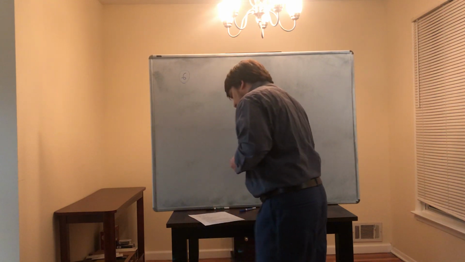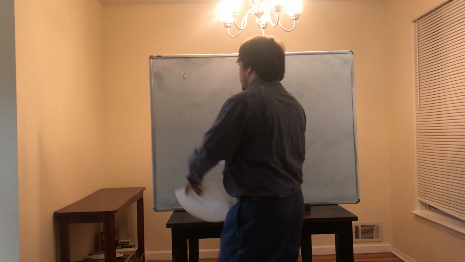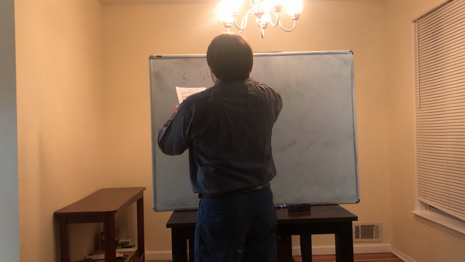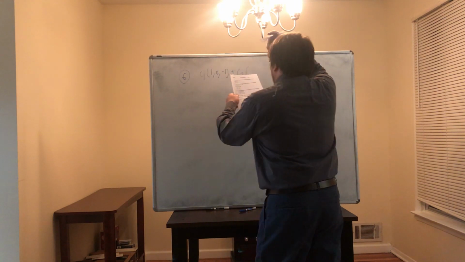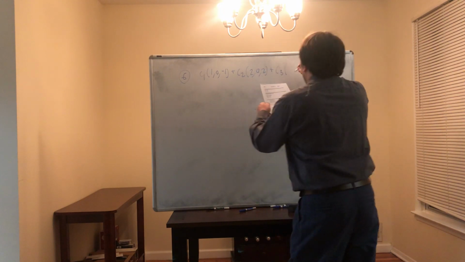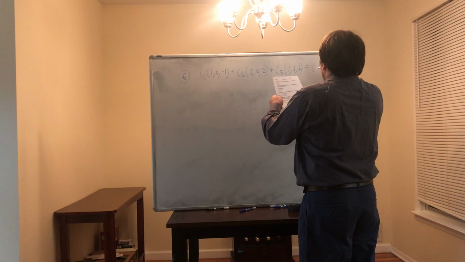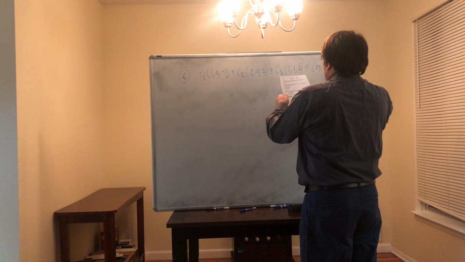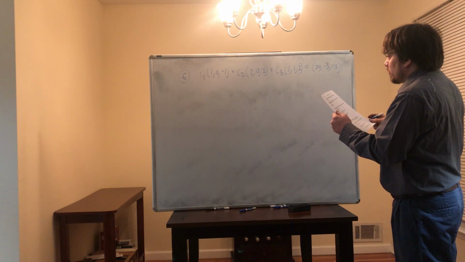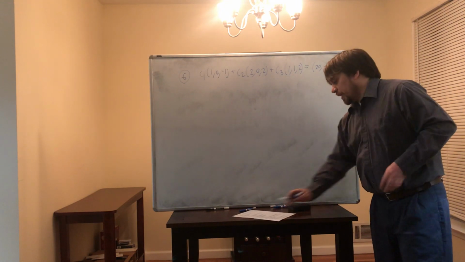So number 6 says, find scalars C1, C2, and C3 for which the equation is satisfied. The equation is C1 times (1, 0, negative 1) plus C2 times (2, 0, 2) plus C3 times (1, 1, 2) is equal to (20, negative 3, 3). I guess I put that 20 in there just to make it harder.